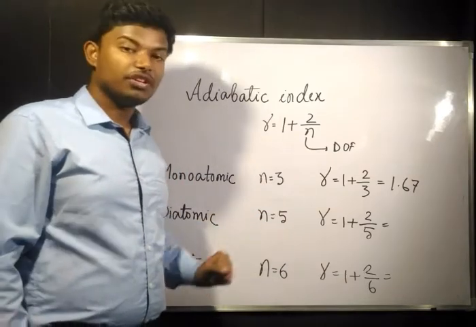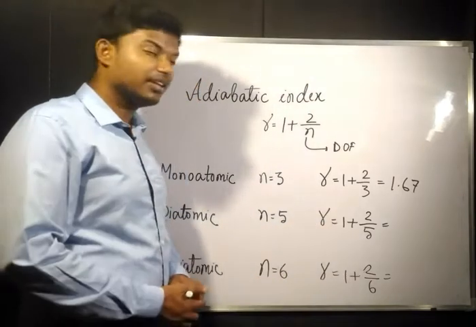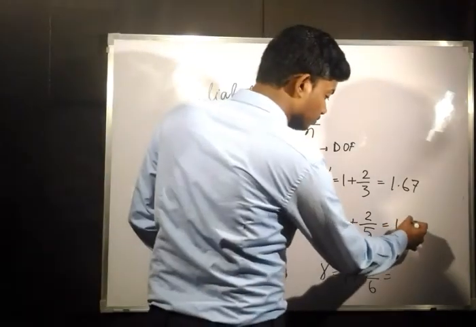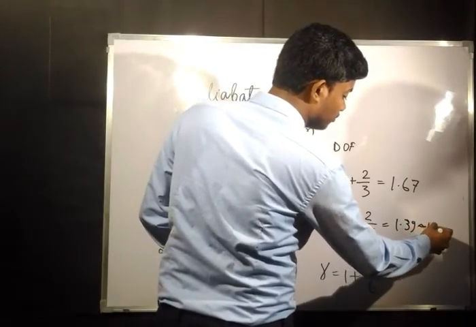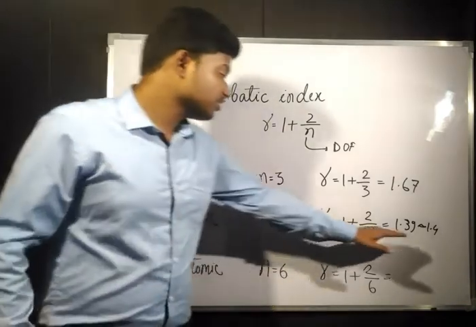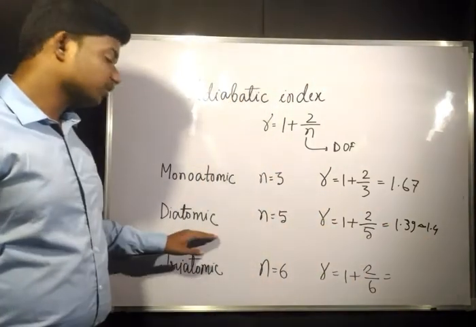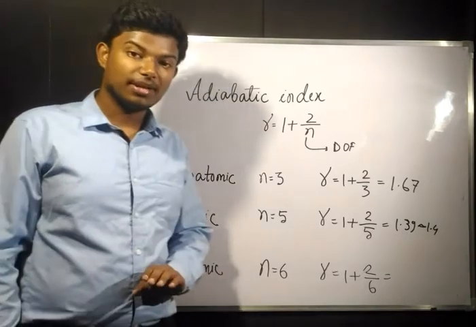Okay, so degree of freedom is going to be 5. If you put it in the value of gamma, then you are going to get 1.39 or 1.4. Since it is 1.4, we know that for diatomic gas, air also comes under the same category of diatomic gases.